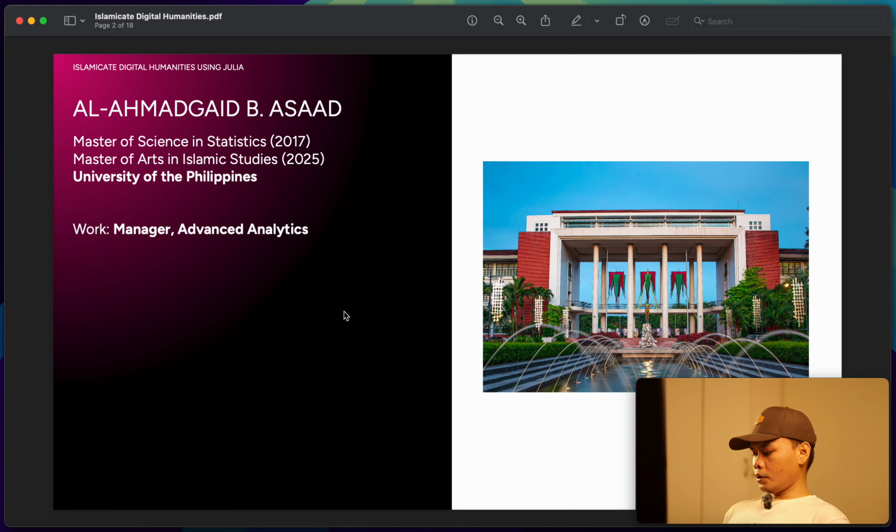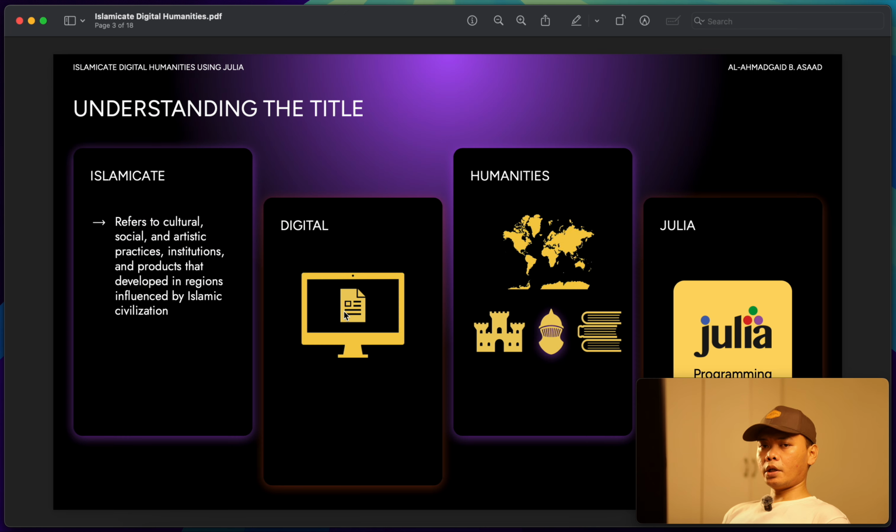So let's then proceed to understanding the title. Islamicate Digital Humanities using Julia. What do we mean by that? When we say humanities, we are referring to, of course, a field which deals with arts, literature, history, and so on and so forth, right? So that's something we know already.